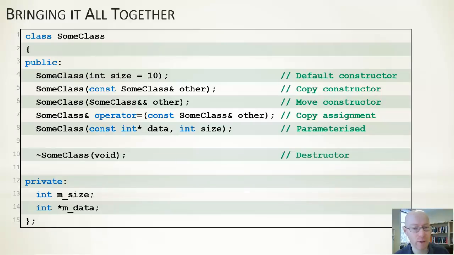So we've got a default constructor, a copy constructor, a move constructor, a copy assignment constructor operator overload, a parameterized constructor, and a destructor. Two private member properties down at the bottom, same thing as before: a pointer to an array of ints, and we'll record the size of it. So again, this class is really just illustrating the different ways of constructing and destructing a very simple class.